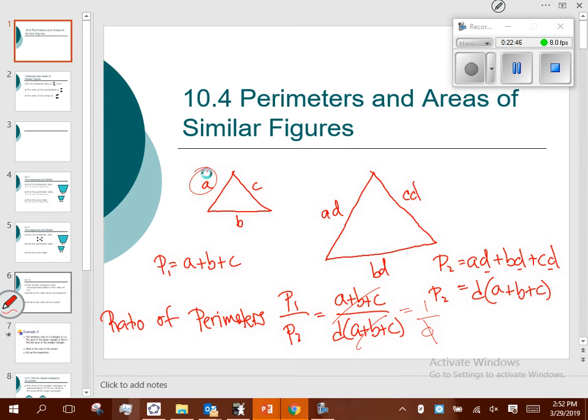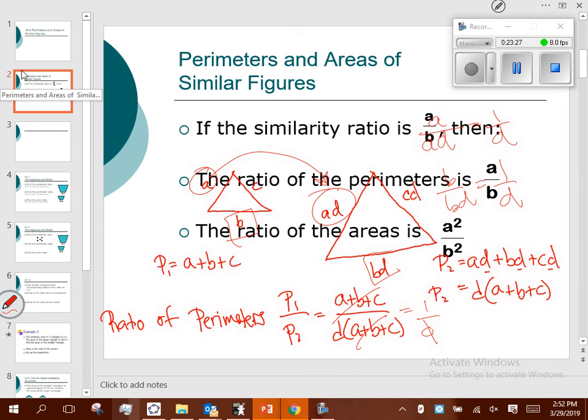Well, let's look at how this side compared to that side. What is A compared to AD? 1 over D, right? How does B compare to BD? 1 over D, isn't it? How's C going to compare to CD? 1 over D. That comparison of A to AD, is that your scale factor? Does that make sense to everybody? So do you see here that your scale factor of the shape is exactly the same thing as the ratio of your perimeters? Okay, so that's the first thing. That's a proof of this first statement here.